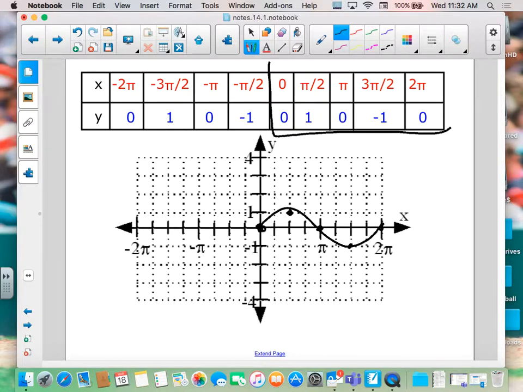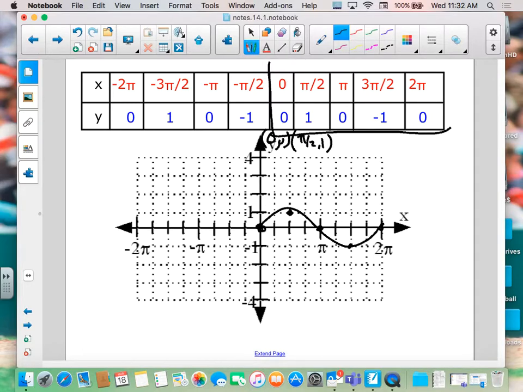So if this confuses you, all I'm doing is writing all of these as ordered pairs. This is 0, 0, x and y. This is pi over 2, comma, 1. So I went over pi over 2, up 1. So all of those numbers off the table. And you can see the sine wave looks a lot like the cosine wave. In fact, we could find a cosine wave in there, and we'll talk about that in a little bit.